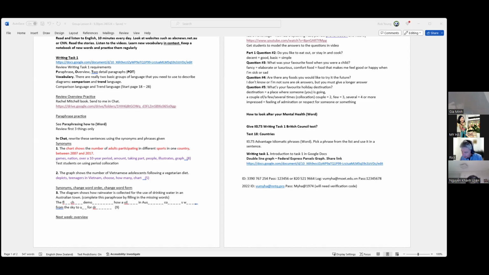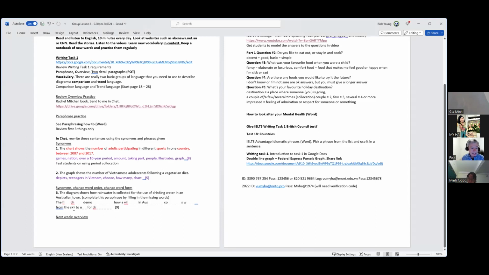Okay, Ming Nok, can you please read me the answer? The answer is the flowchart demonstrates how a village in Australia collects water from the sky to use for drinking. Good. Thank you, Ming Nok. All right, everyone. So hopefully you can see how I have used flowchart instead of diagram. Demonstrates instead of shows how. How a village in Australia instead of Australian town.